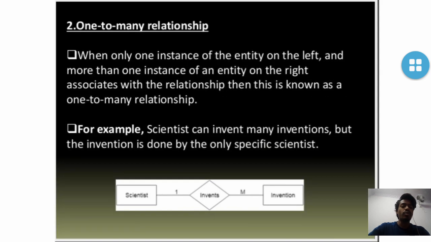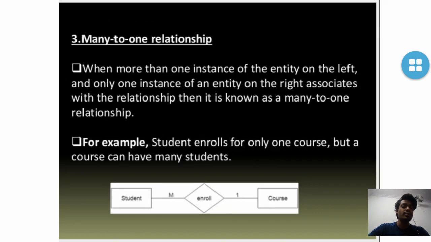One to many relationship. When only one instance of the entity on the left and more than one instance of an entity on the right associates with the relationship, then this is known as a one to many relationship. For example, a scientist can invent many inventions, but an invention is done by only a specific scientist.